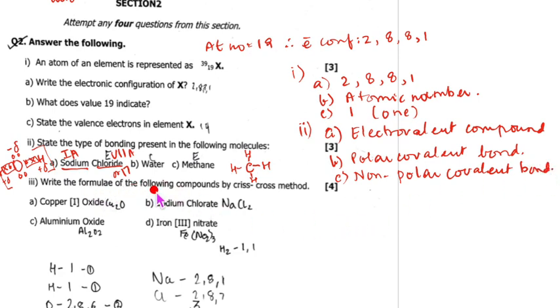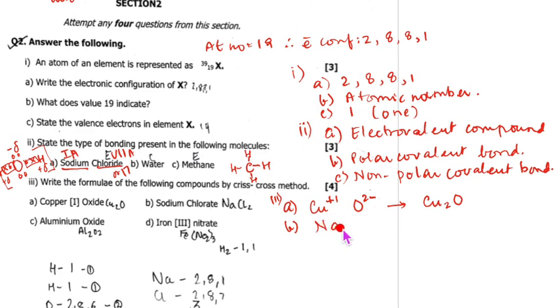Now write the formulae in the following compounds by crisscross method. So we have copper oxide. Copper oxide, your A of the third part. Copper oxide, it is copper 1 oxide. So Cu has +1 valency, oxygen has -2 valency, and so by crisscross you will get Cu2O.